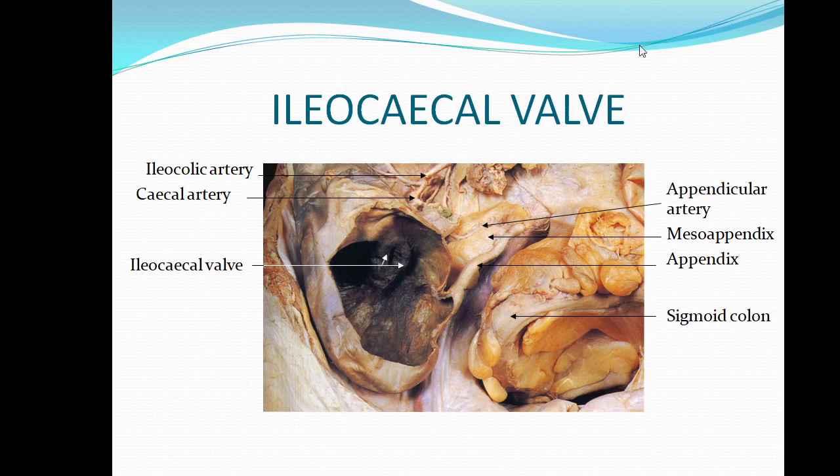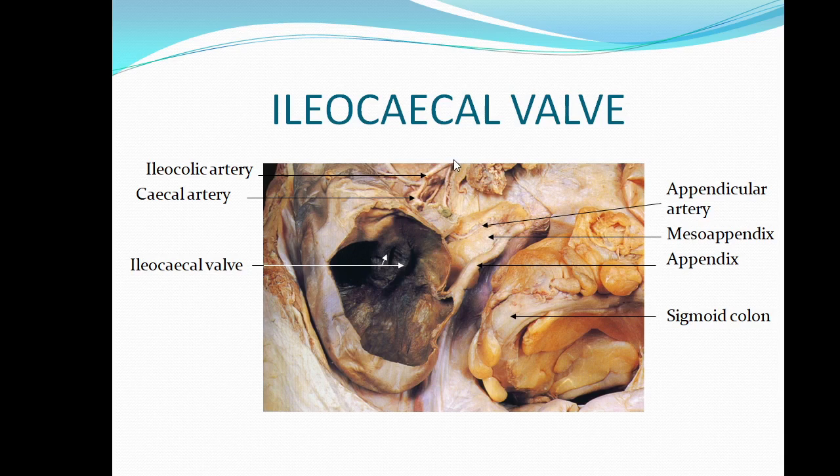Here in this dissection you can see that the anterior wall of caecum has been cut and removed to expose the lumen of the cecum and to show the ileocecal valve, which has got two lips, a superior and an inferior lip.